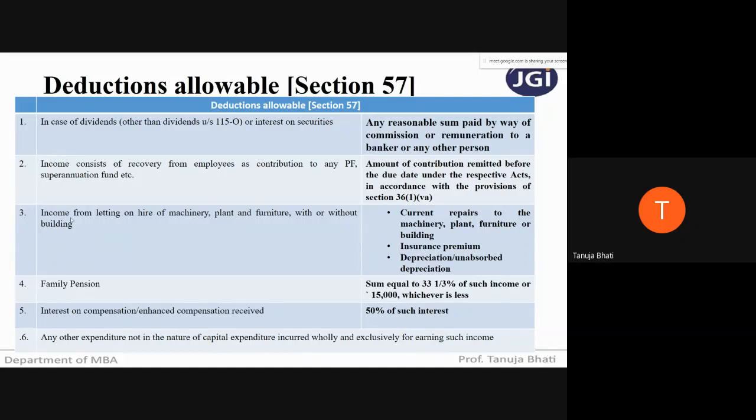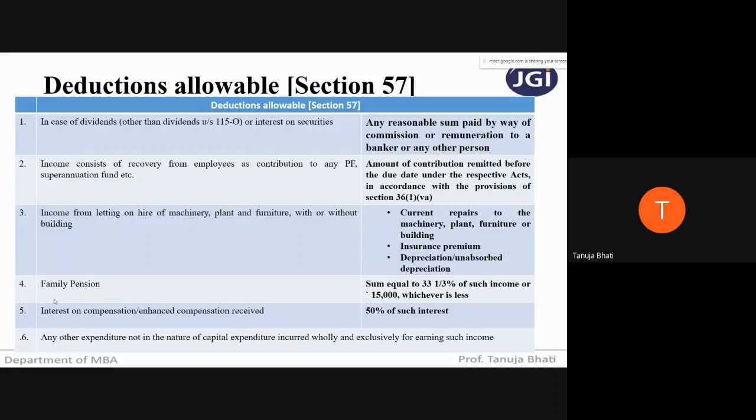Then if you are getting any income by way of letting on hire of plant, machinery, furniture with or without building, then whatever current repairs you are doing to the plant, furniture or building will be allowed as a deduction. Insurance premium that you are paying on the plant, furniture, building will be allowed as a deduction. Depreciation will be allowed as a deduction. So suppose you are earning income by renting out your land, furniture, plant, machinery. Whatever expenditures you are incurring on that machinery, plant or furniture, like repairs, insurance, depreciation, is allowed as a deduction.